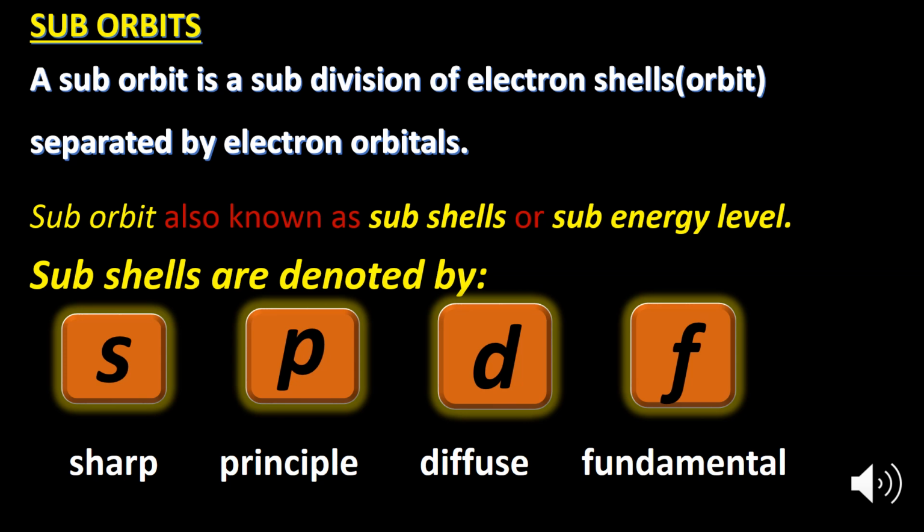Suborbits. A suborbit is a subdivision of electron shells or orbits separated by electron orbitals. Suborbit is also known as subshell or sub-energy level. Subshells are denoted by S, P, D and F, where S is a representation for sharp, P for principal, D for diffuse and F for fundamental.